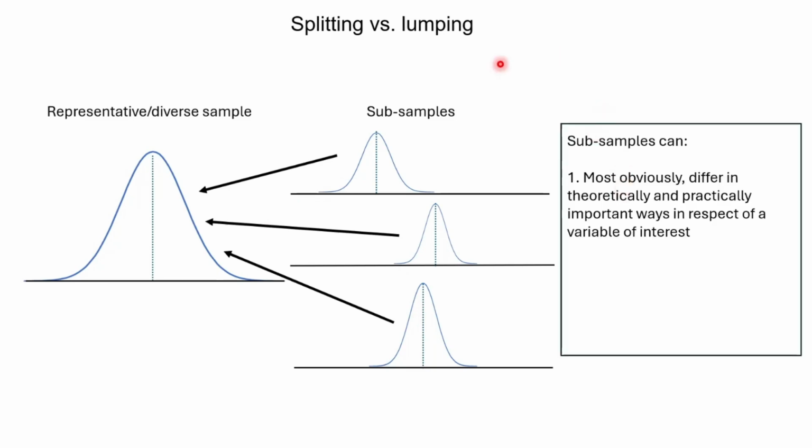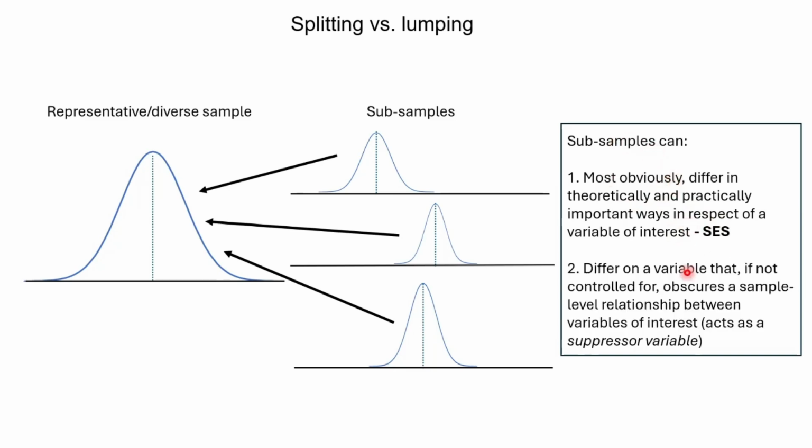So the point being that subsamples, most obviously, and this has been discussed many times with very good examples during the day, can differ in theoretically and practically important ways in respect of the variable of interest. We've had some excellent examples of that in the field of sex and gender. But of course, there are many other ways that we can slice up a sample, and the same thing will be true. I want to point out, though, and give an example. The example I'm going to give here, by the way, is not from my own work, but from a colleague's work in the field of socioeconomic status.